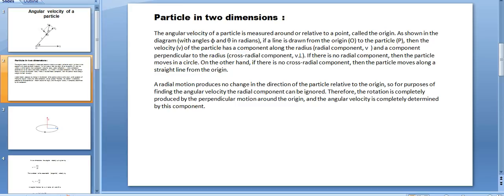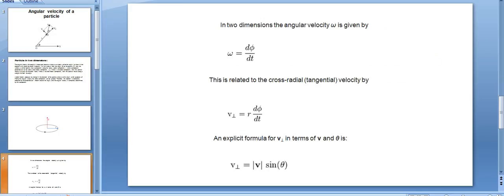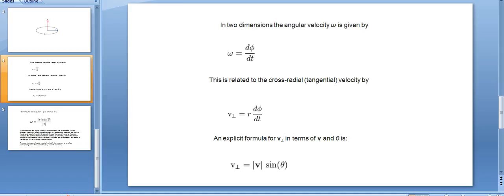So for purposes of finding the angular velocity, the radial component can be ignored. Therefore, the rotation is completely produced by the perpendicular motion around the origin, and the angular velocity is completely determined by this component. These are the equations which we are discussing.